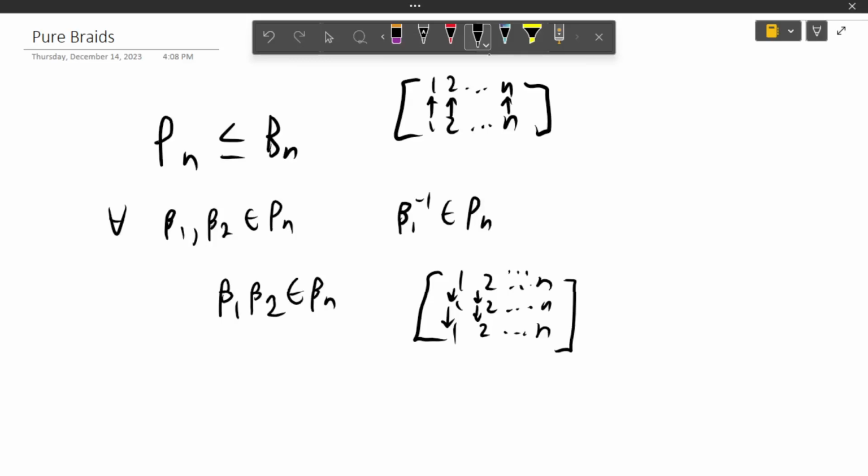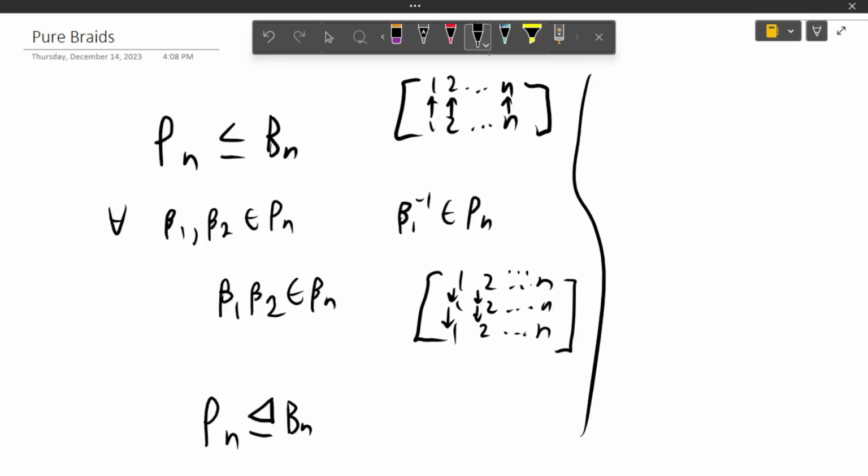But we can make a stronger claim. It turns out that the set of all pure braids forms a normal subgroup of Bn. And furthermore, if we take the quotient group Bn quotiented by Pn, this is isomorphic to the permutation group on n elements, Sn. So if we know some things about the set of pure braids, we can learn a little bit more about the structure of the braid group Bn.